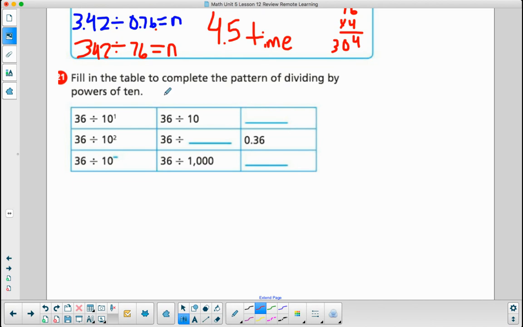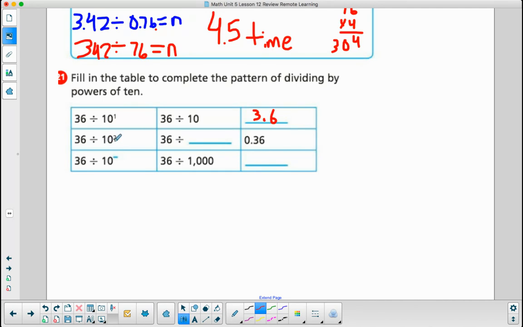21. Fill in the table to complete the pattern of dividing by powers of 10. 36 divided by 10 to the first. Well, 10 to the first is just 10. So 36 divided by 10 means I'm going to shift the digits one place to the right. The 6 is going to go to the tenths, and the 3 is going to go to the ones. Or basically my decimal shifted once to the left. Notice the 3 and 6 stay in order.